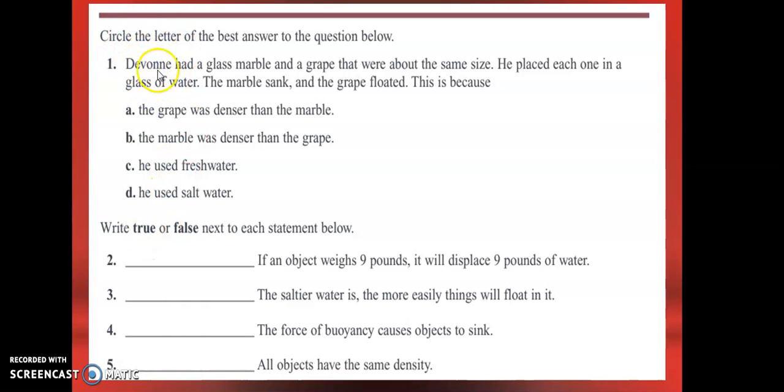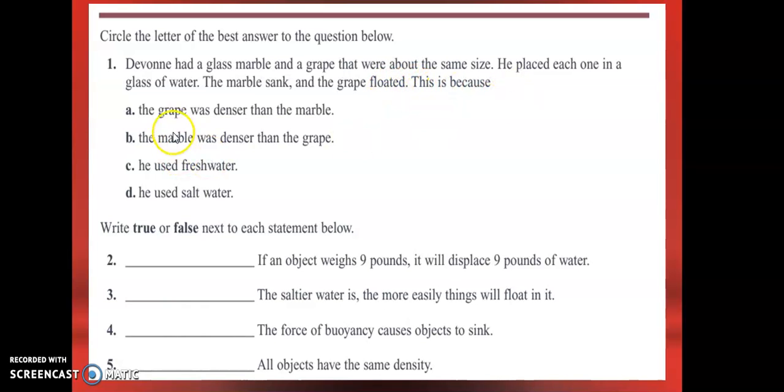Devon, a name of a person, had a glass marble, and a grape, the fruit, that were about the same size. So imagine the glass marble is very small. He placed each one in a glass of water. The marble sank, obviously. The marble is going to be under. Super easy, right? And the grape floats.